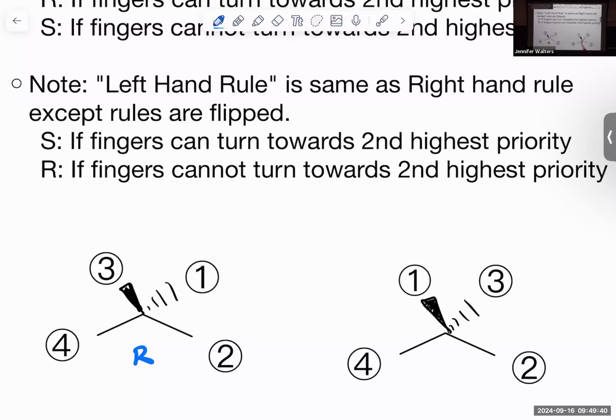If I want to do it with my left hand, my thumb is going to go along that line. My fingers are pointing out of the plane to 1. And now my left hand naturally curls out of the page and down to 2. So now my left hand can get to 2. So that makes this S. I would have to break my left hand to go into the plane. It naturally curls down to the line. It sometimes is easier if you are using a model kit to start to see what it actually looks like. So let me stop sharing this.